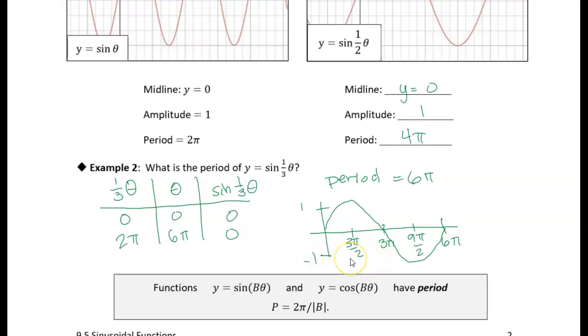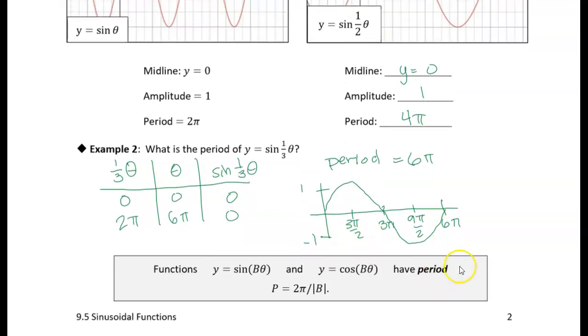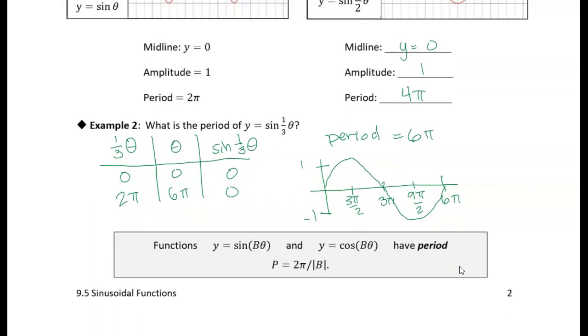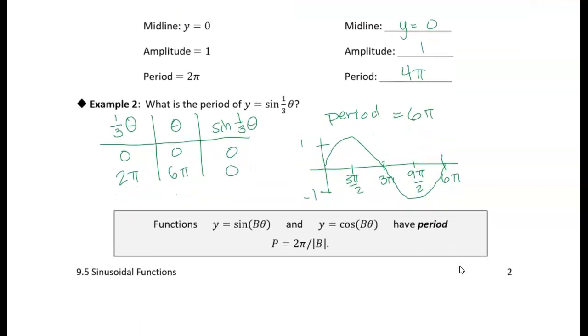So here's the result: if we have sine of b theta, some constant times theta, or cosine of b theta, then the period is 2 pi over b. This is probably something you want to remember. You can find the period by taking 2 pi over b.